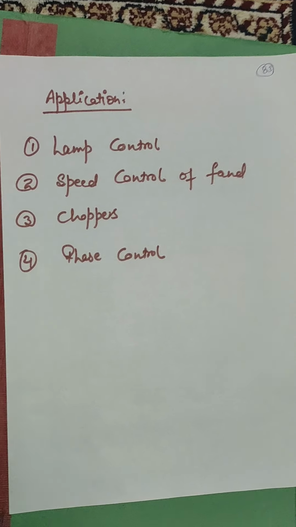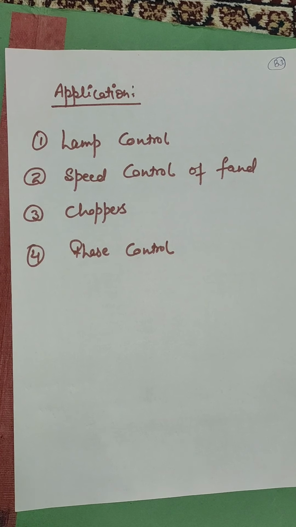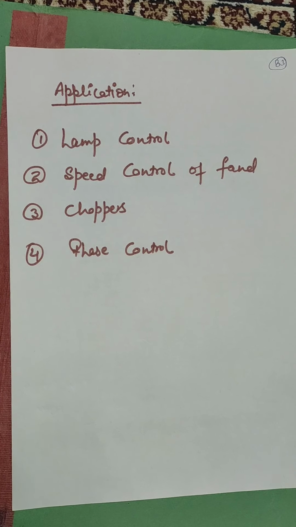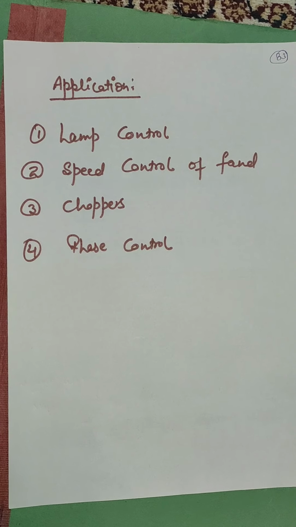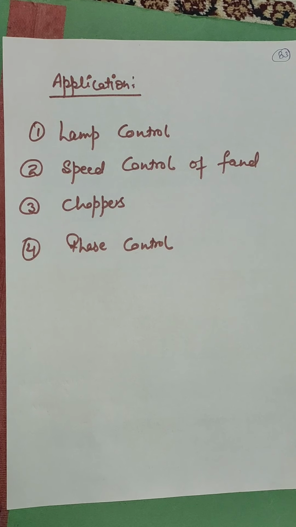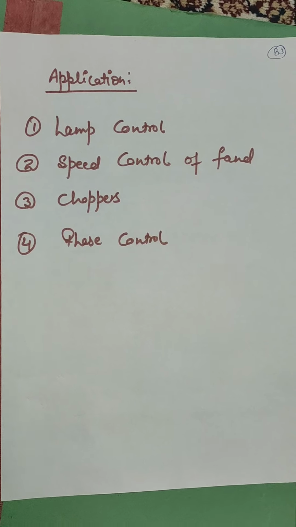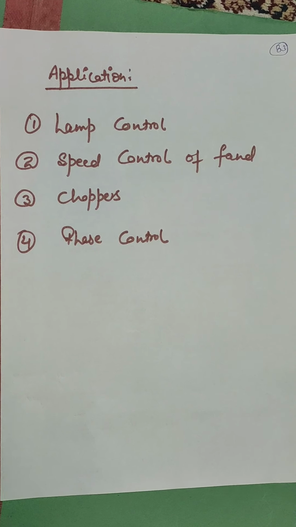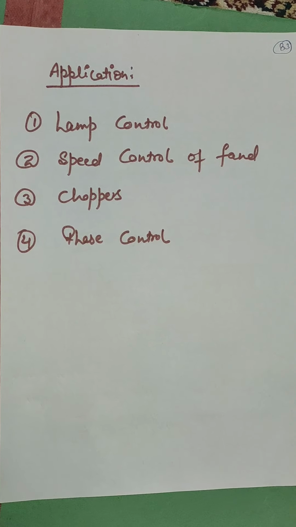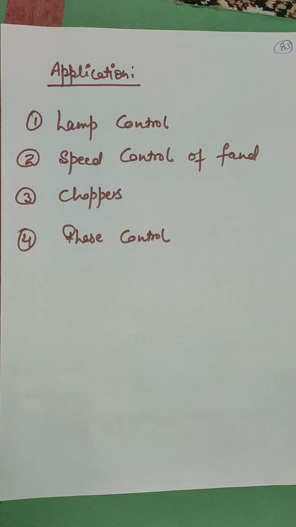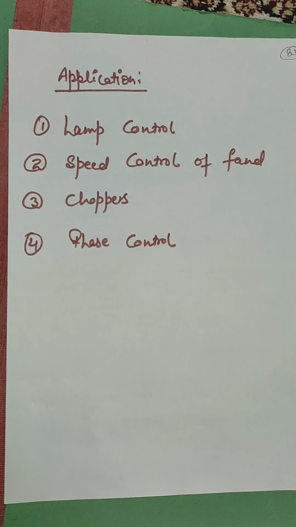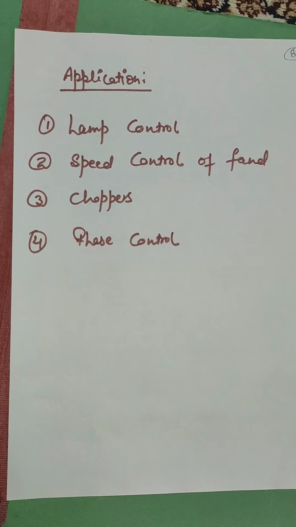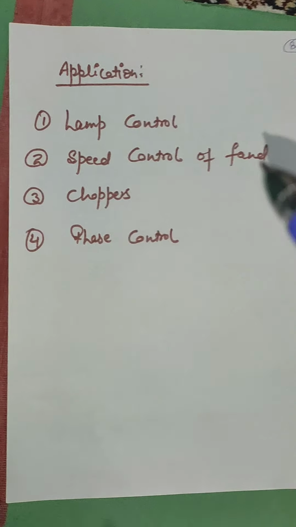What are the applications of the triac? It can control lamps. Speed control of fans can be done by the triac. In choppers, the triac will be used, and phase control of the AC signal will be done by the triac. So this is my session on the diac and triac.